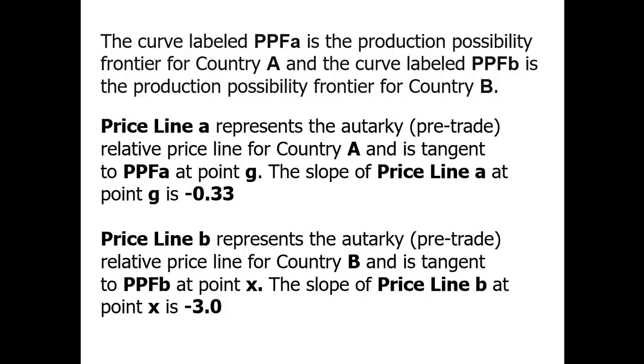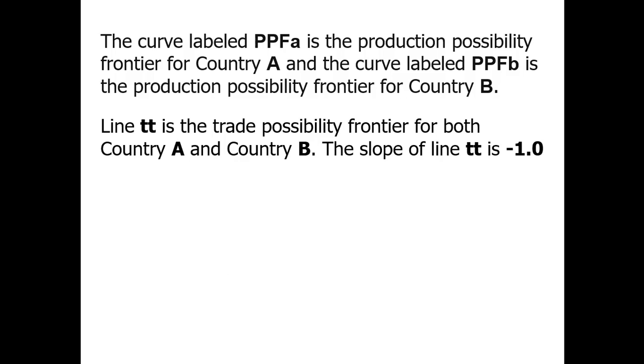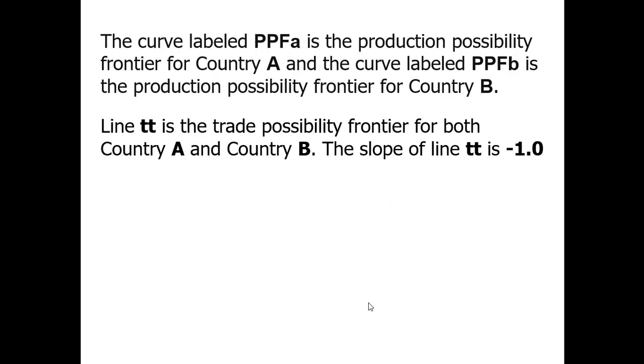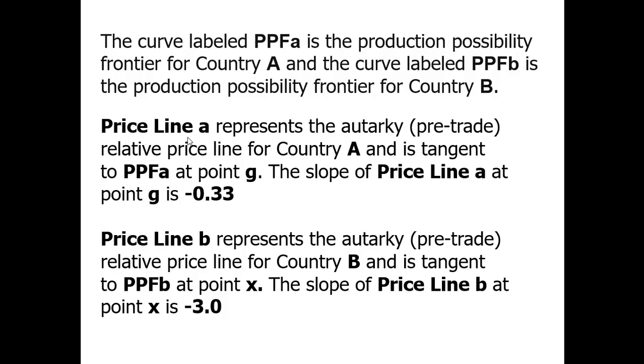So the first thing I'd like to do is to bring your attention to the information about PPFs, production possibility frontiers. Each country has one. In this particular set of graphs, the production possibilities are curves, not straight lines, and we're told that price line A represents the autarky, or without trade, relative price line for country A, and that is tangent to the PPF at point G.